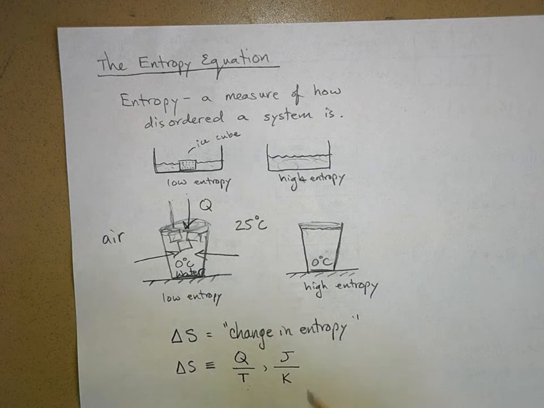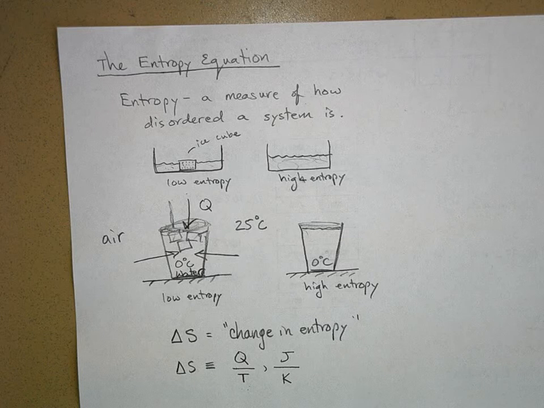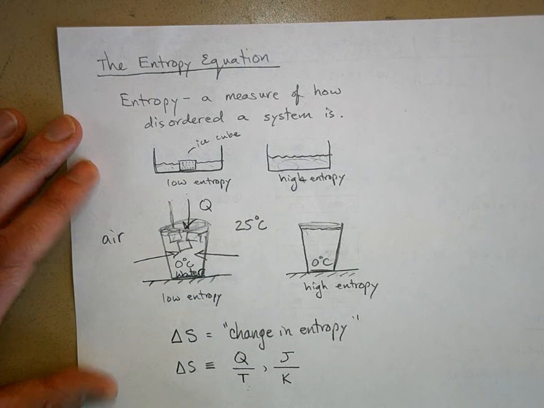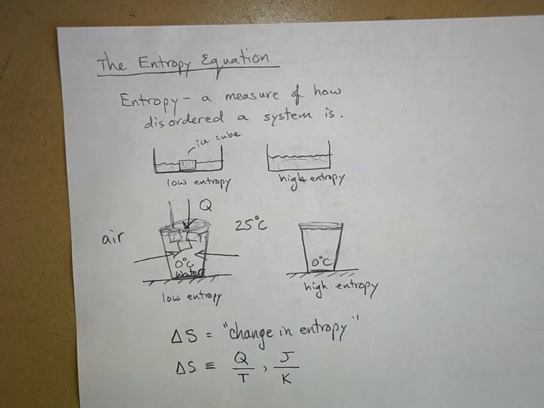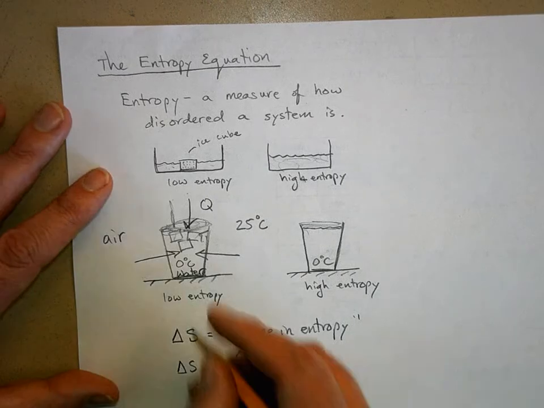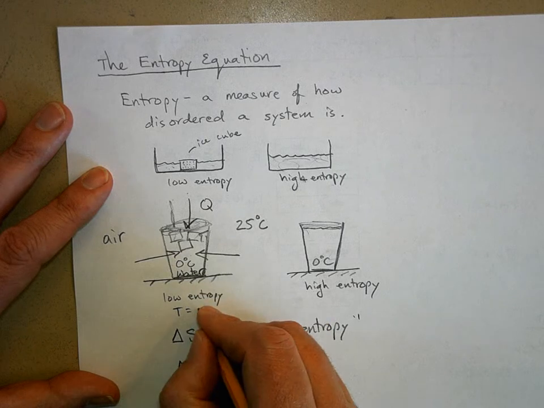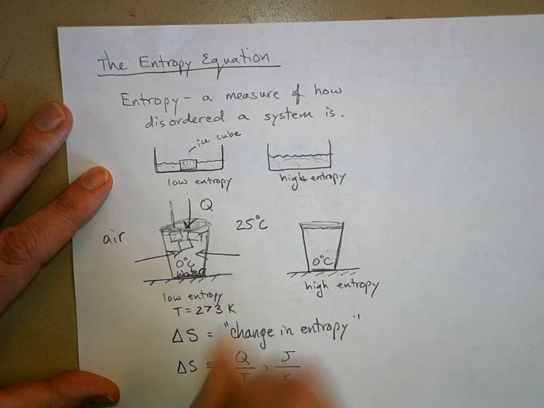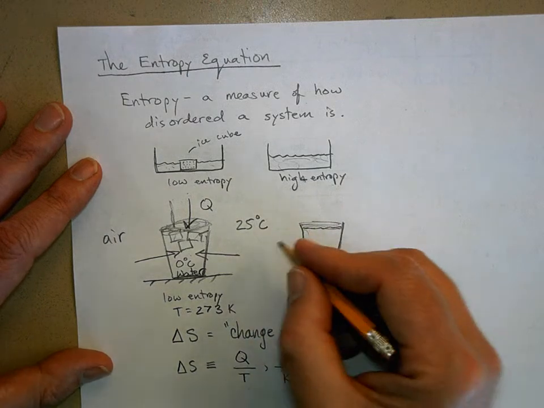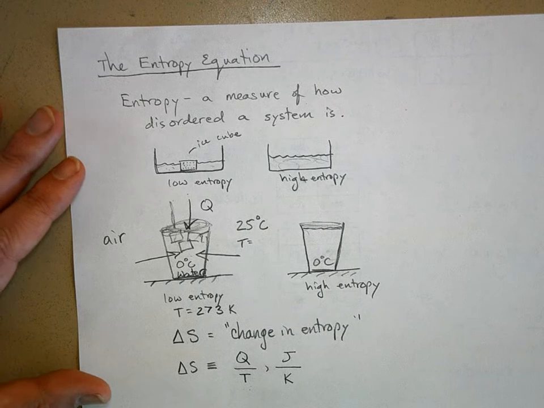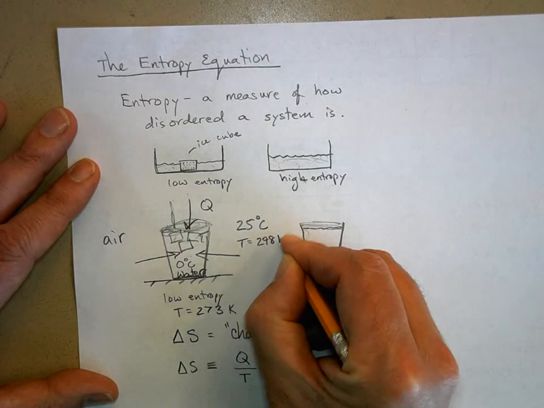So the units for this is joules per Kelvin. We have to measure a change in entropy by measuring our temperature in kelvins. So instead of saying that this water is at 0 degrees Celsius, well, what is 0 degrees Celsius in kelvins? Yeah, 273. So we're going to say the temperature of the water is 273 kelvins. Now, what's the temperature of the air? Well, it's 25 plus 273, and what is that, 298? Okay.